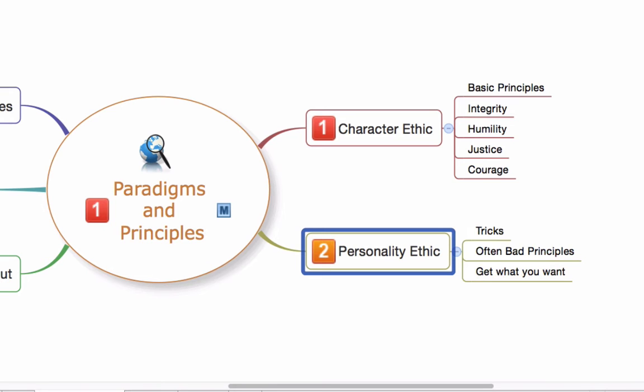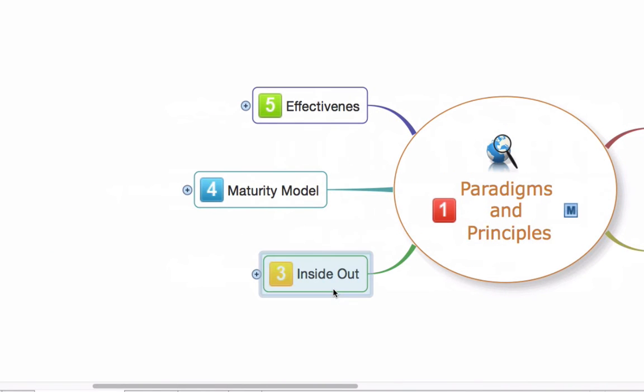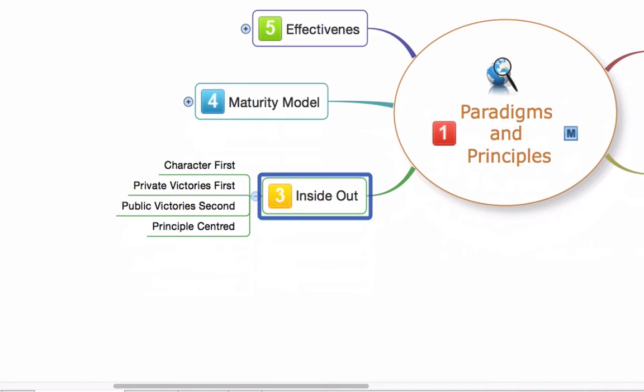He wants to restore the character ethic. And the only way to restore the character ethic is to start inside out, where you work on your character first. By working on your character first, you'll get some private victories first, because as you develop your character, you get some small wins. And once you feel that your character has been developed to a certain level, you can actually then take it to the world and get some public victories. And all these methods are based on certain principles which he believes are universal. The 7 habits naturally take you through this process.